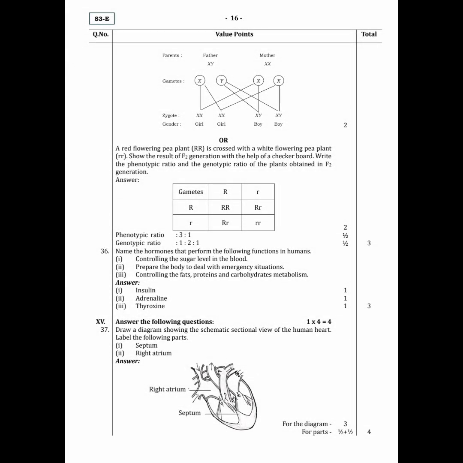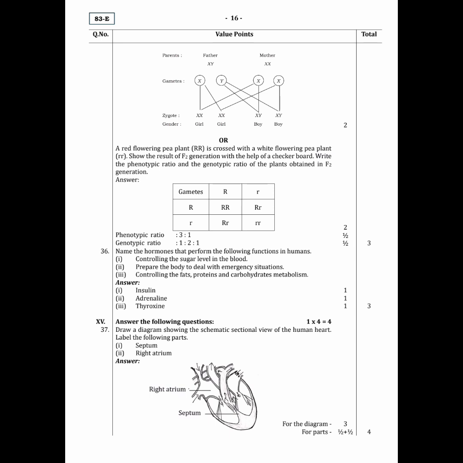Or a red flowering pea plant, capital double R, is crossed with the white flowering pea plant, small double r. Show the result of F2 generation with the help of a checkerboard. Write the phenotypic ratio and the genotypic ratio of the plants obtained in F2 generation. Phenotypic ratio is 3 is to 1, genotypic ratio is 1 is to 2 is to 1.